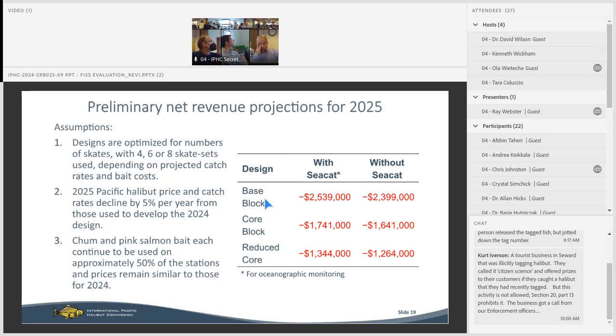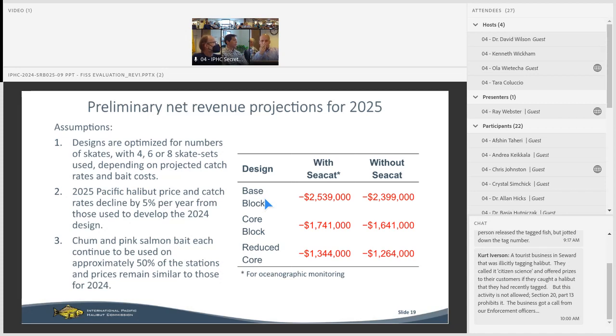So in terms of revenue and cost, the designs were optimized for numbers of skates, 4, 6, or 8 skates used, depending on projected catch rates and base costs. So one of these is going to be optimal in terms of revenue or loss. We made assumptions about price and catch rates declining 5%.